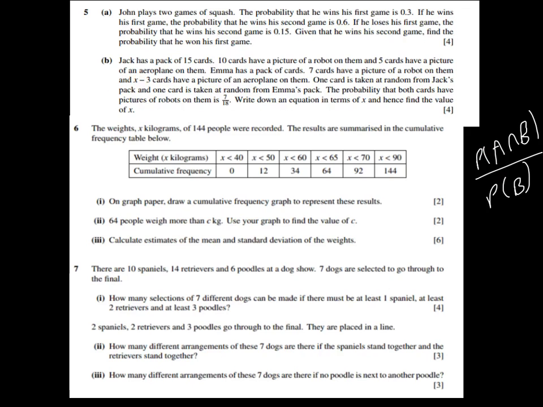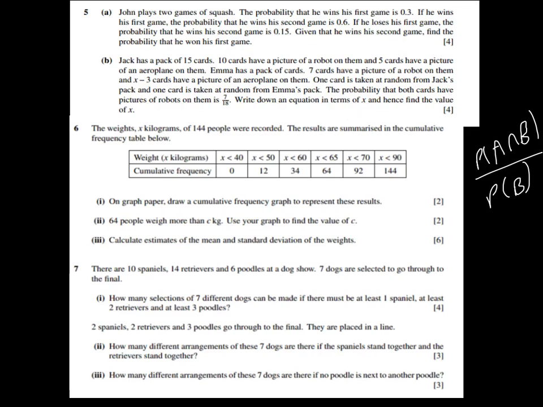Part B is not actually bad. It's really lots of words, but it's not really that bad. Jack's got 15 cards, 10 of them are robots. Emma's got a pack of cards. You don't know how many there are. You know that there's 7 robots and x minus 3 of the airplane. So in total, she's got 7 plus x minus 3 cards.